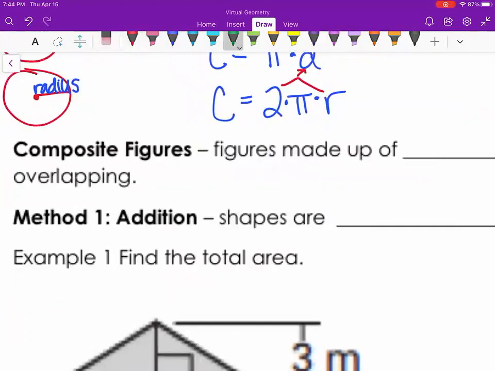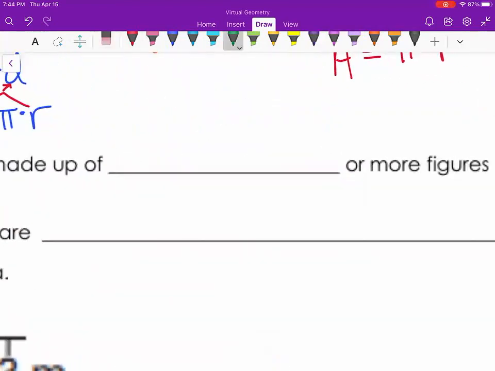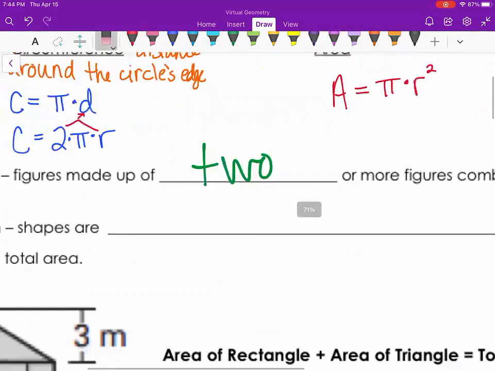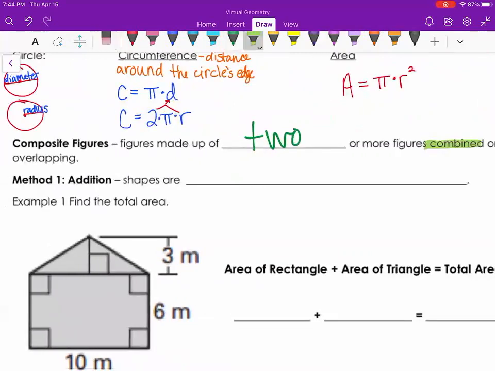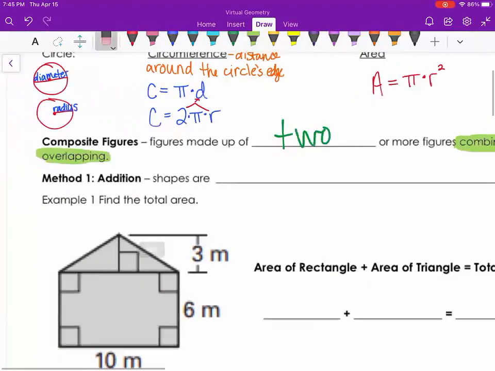So what, first off, is a composite figure? Well, a composite figure is made up of 2 or more figures that are either combined together, or they might be 2 or more figures that are overlapping. And it is very specific which kind of method we use. Are our figures just combined together, meaning they're side by side, or are they overlapping? Is one covering up part of the other? Because whichever it is, that is a different method of solving. So let's look at the first method of solving, which uses addition.